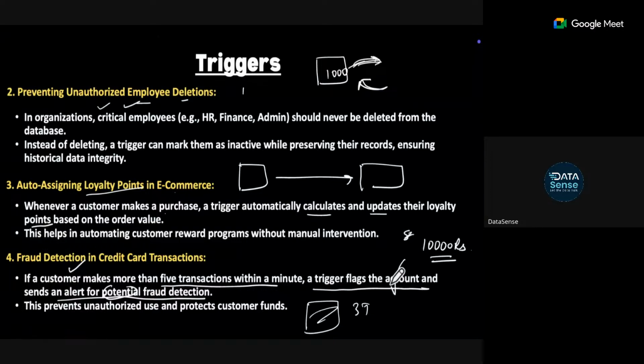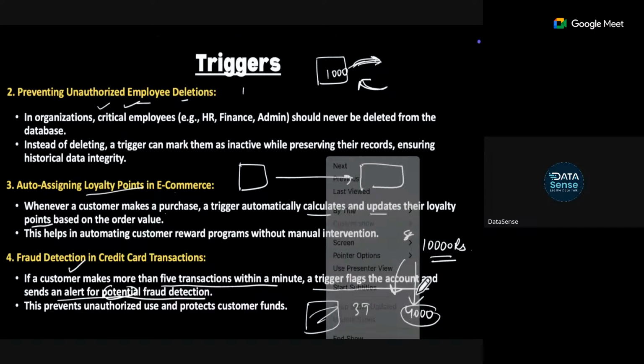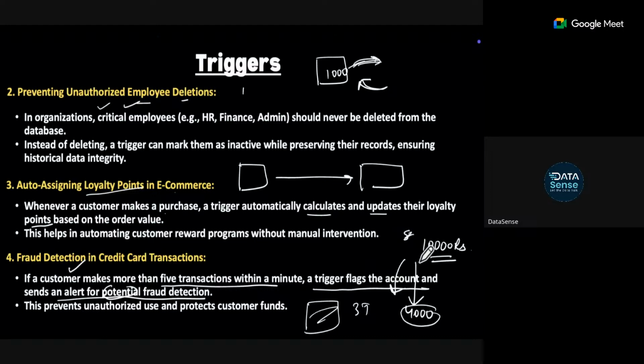Suppose you are doing a transaction of 40,000 rupees. This is a fraud transaction. I mean, because what is happening is that they'll say this person is maintaining a 10,000 rupees balance and suddenly is doing a 40,000 purchase. This could lead to a fraud suspect.